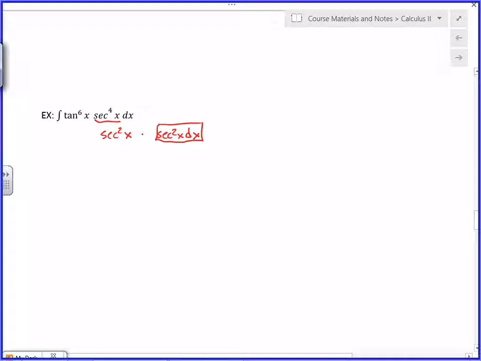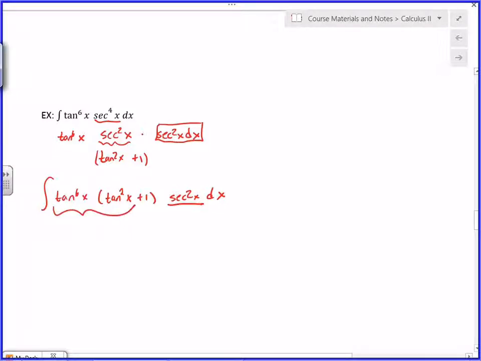Okay? If I let this now turn into tangents by the 1 plus tangent squared of x, or tangent squared of x plus 1, I'll write it the same order I had it before. Tangent squared of x plus 1, right? This becomes that. Notice how what I've got is a tangent to the 6th x, a tangent squared x plus 1 times a secant squared of x dx. I peeled off a secant squared, and now everything over here depends on what? Tangent. So I would let u be tangent of x.